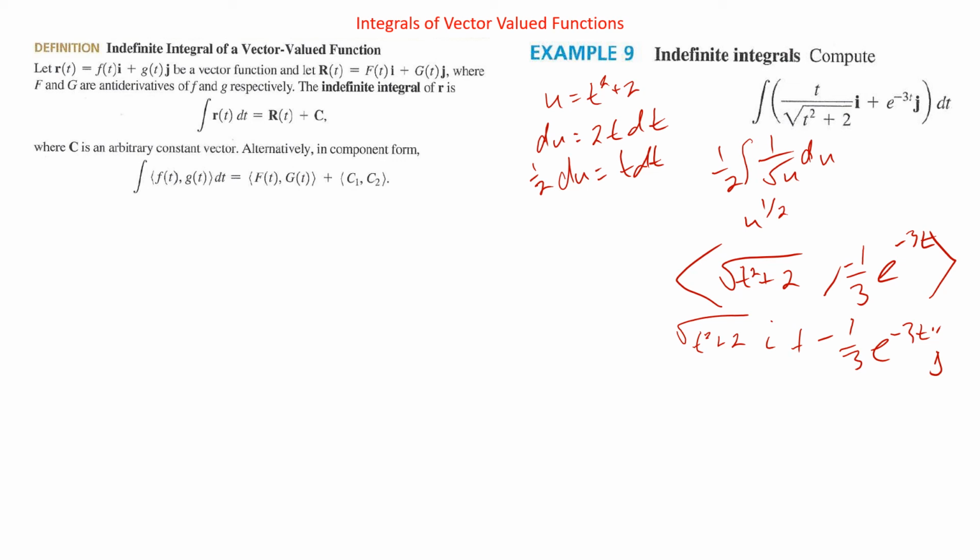So that would be the integral of each of them. Don't forget the plus c. That would be plus c1 comma c2, which could go into the vector, but not usually when it's a constant. And the c1 would come, like here we'd have plus c1, here we'd have plus c2. So there's that.